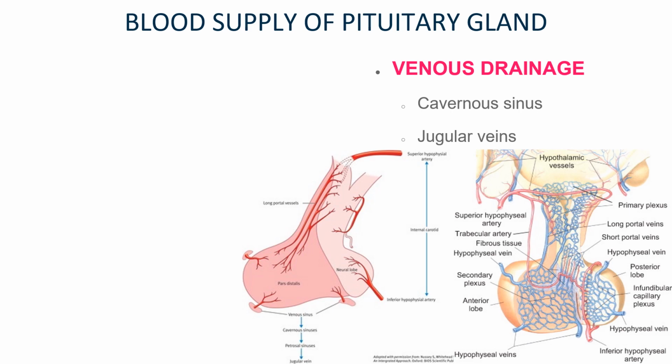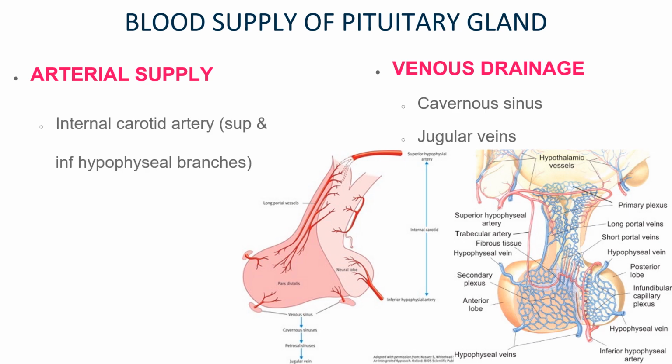This is also the blood supply. The arterial blood supply is mainly by the branches of the internal carotid arteries, which form the superior and the inferior hypophyseal branches, and then the anterior cerebral artery and posterior cerebral artery. The blood from the anterior pituitary drains into the cavernous sinus and finally into the jugular vein.